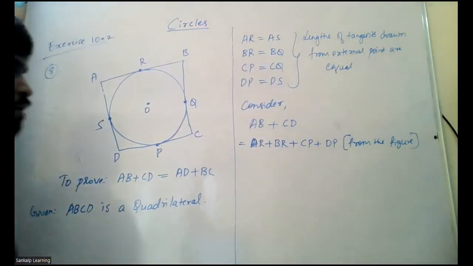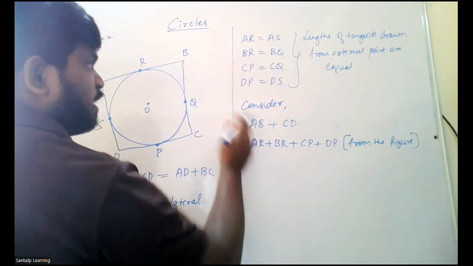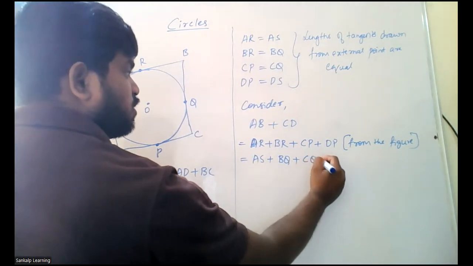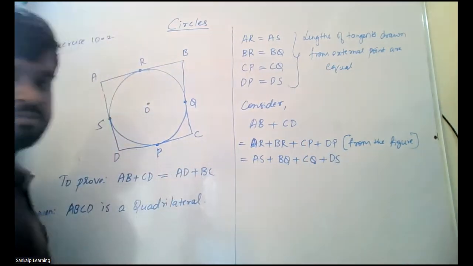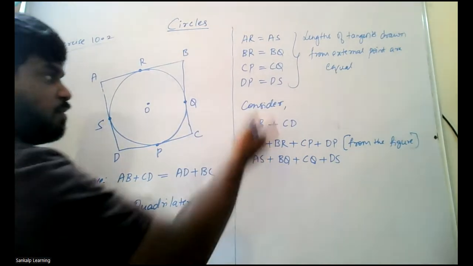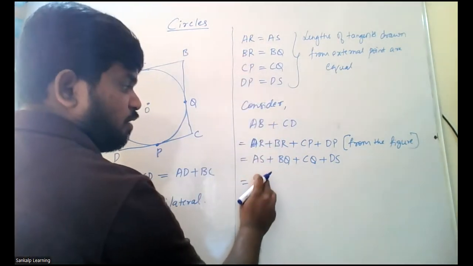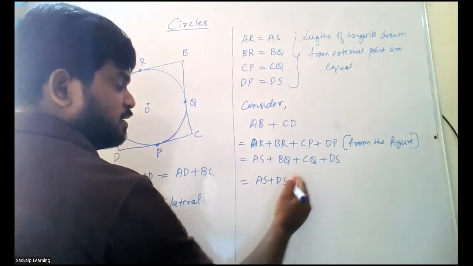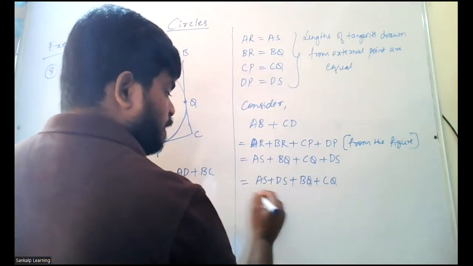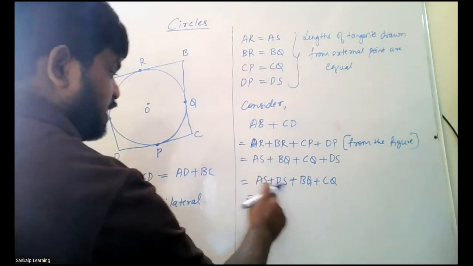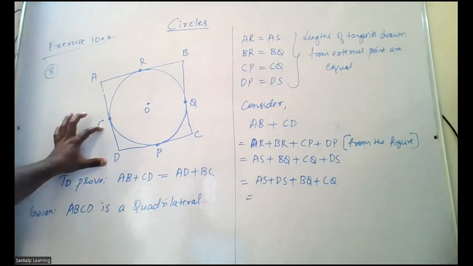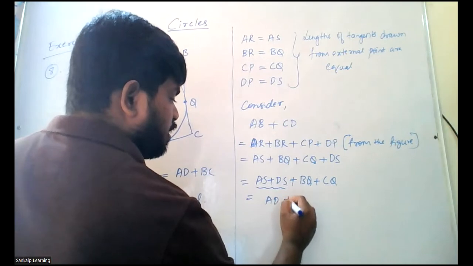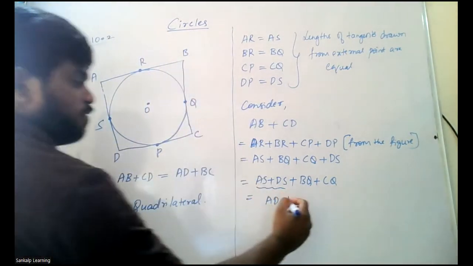Now, just observe, AR is equal to what? Just replace everything. AR is equal to AS, BR is equal to BQ, CP is equal to CQ, DP is equal to DS. Just from the above true result, we have taken it. Now, let's rearrange it. AS and DS, then BQ plus CQ. Now, observe, AS plus DS gives you the entire AD. And BQ plus CQ gives you BC.